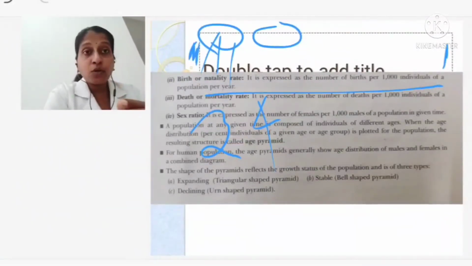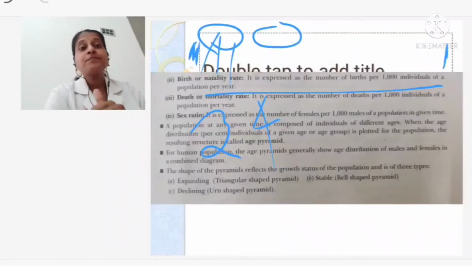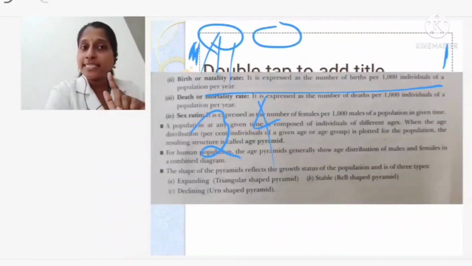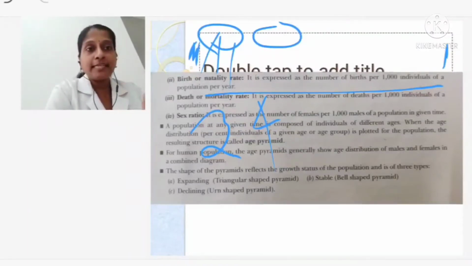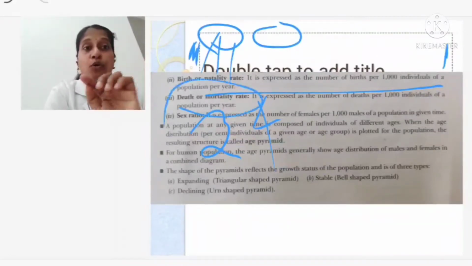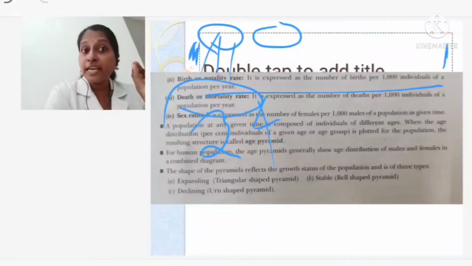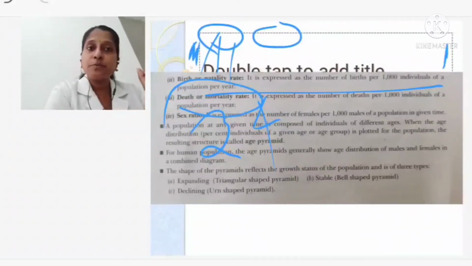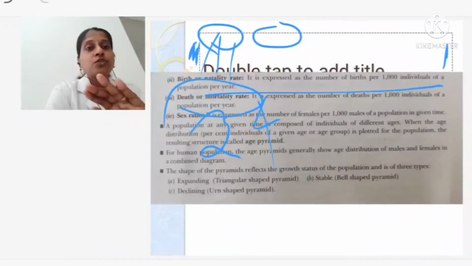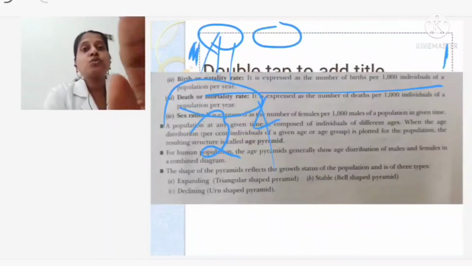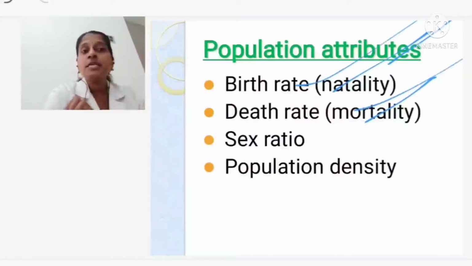The birth rate can also be called natality rate, and the death rate can also be called mortality rate. Birth rate or natality rate is expressed as the number of births per 1000 individuals of a population per year. Death rate or mortality rate is expressed as the number of deaths per 1000 individuals of a population per year. So that is regarding the next two attributes: one is birth rate and another is death rate.